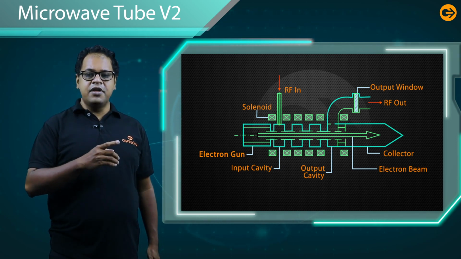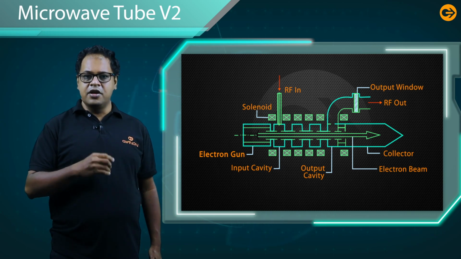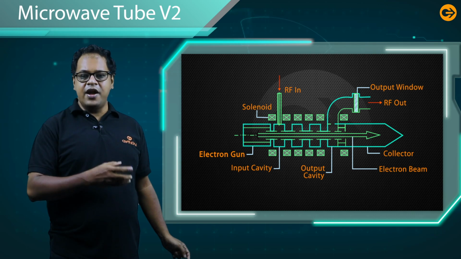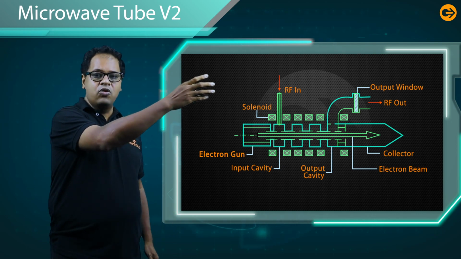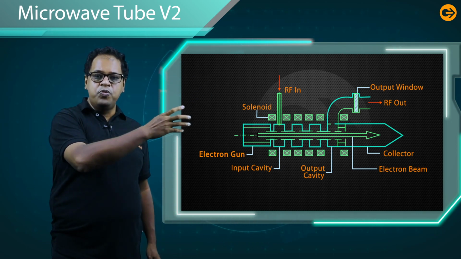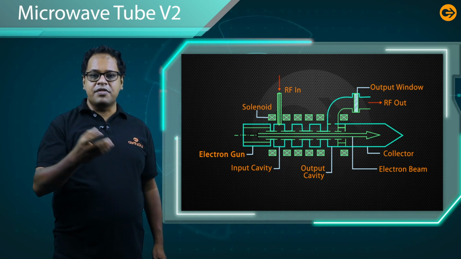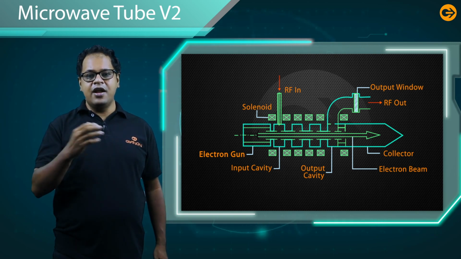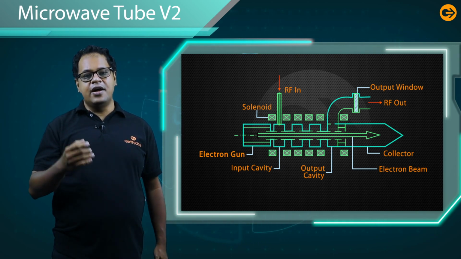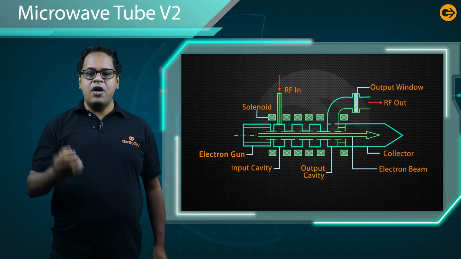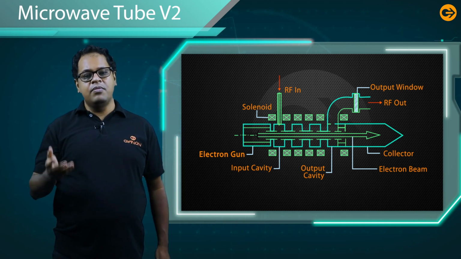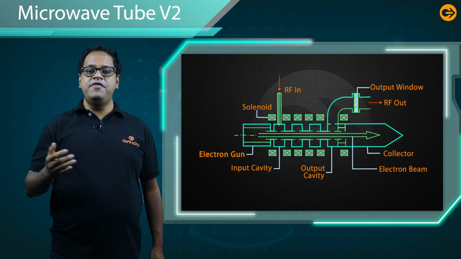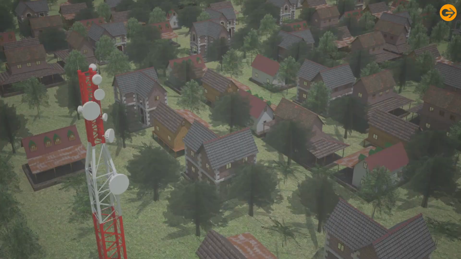Here the RF signal is inserted through this RF in and then it is amplified and focused to the RF out. Now at the output the amplified RF is collected. So whichever signal is inserted at the RF in is amplified at the RF out. Now the application is all the same as the two-cavity klystron. The only difference is that here the efficiency is higher and better.